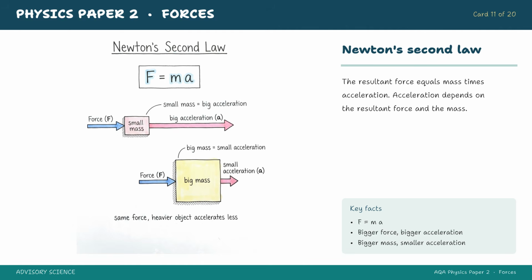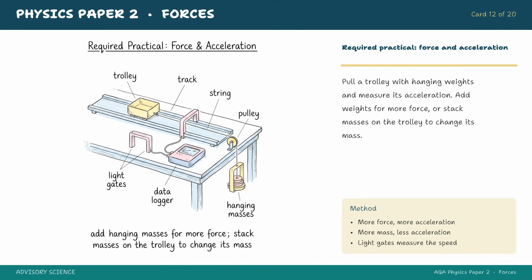Required practical, force and acceleration. This practical tests how force or mass affects acceleration. A trolley is placed on a track and pulled by a string attached to weights over a pulley, and these hang off the edge of a table. The force is the pulling power from the weights hanging off the edge, and if you want a bigger force, you add more hanging weights. You can change the mass by adding extra metal masses on top of the trolley itself.